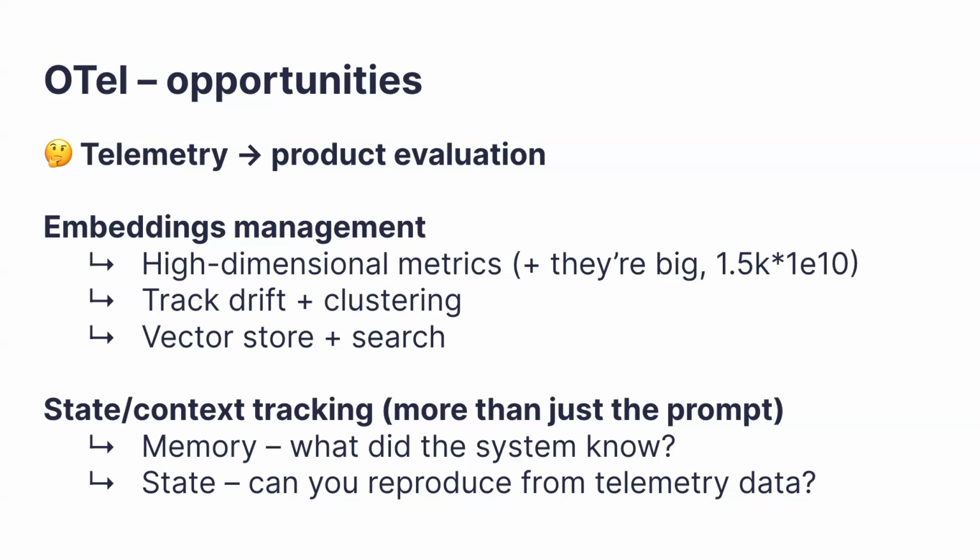And then state and context tracking. So more than just the prompt, right? Because I think a lot of people are like, oh, prompt in, prompt out, that's what you look at. But really, to understand the decision that an AI system made at any point, you want to know its memory. So what did the system know, and the state? Can you even reproduce it from any given point? And given that Otel can store so much data and is so open about what it stores, I think there's chances to do stuff like this.